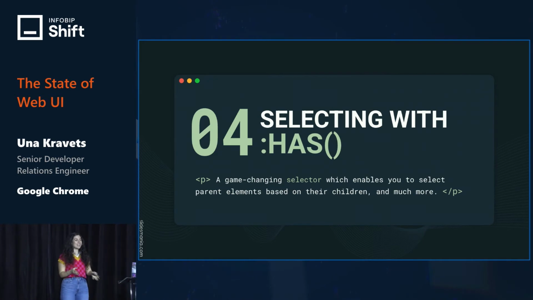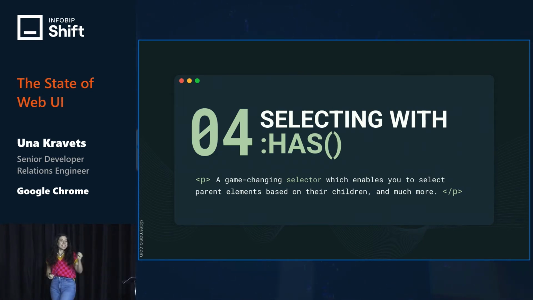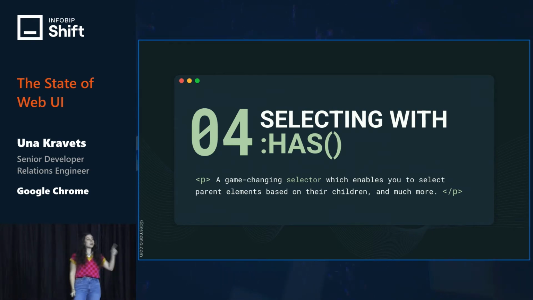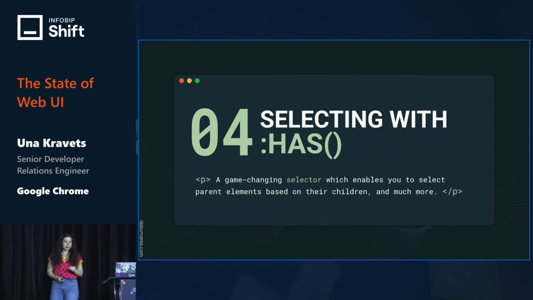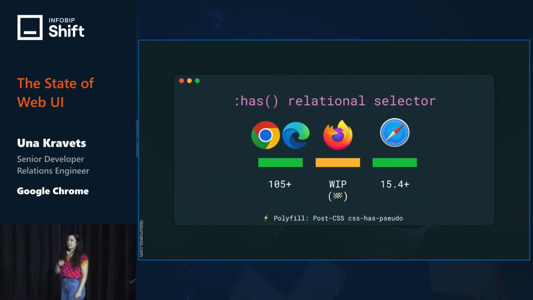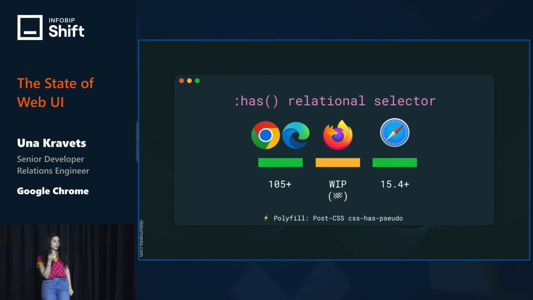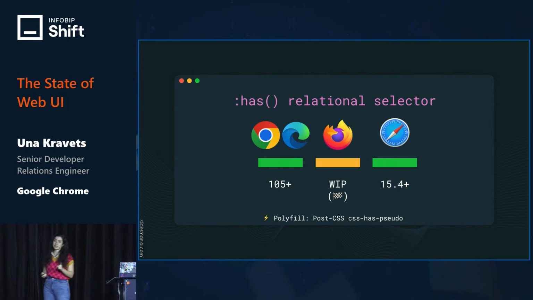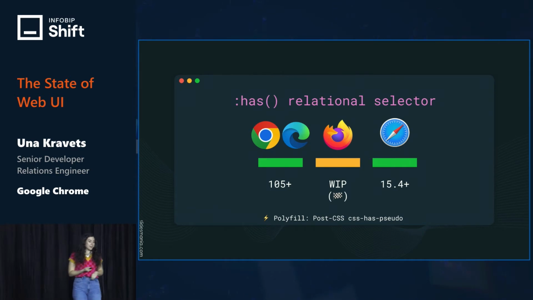So this one, I feel like it really is game-changing. It allows for you to select parent elements based on their children, and not just parent elements, but also any element that lives inside of that parent. So it's super powerful. And that one is currently available in Chromium 105, Safari 15.4, and it is a work in progress in Firefox, but there is a post-CSS polyfill called CSS has pseudo.